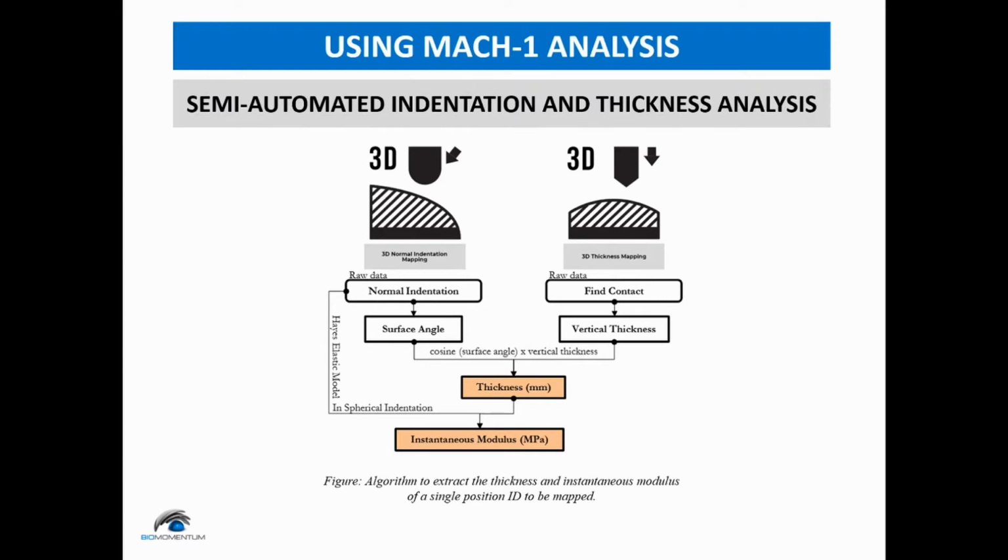The algorithm to obtain these characterizations is from the 3D normal indentation mapping and 3D thickness mapping tests. They consist of extracting the vertical thickness from the fine contact curve and extracting the surface angle from the normal indentation curves. Then the vertical thickness is multiplied by the cosine of the surface angle to obtain the thickness of the elastic layer. Once the thickness is known, it can be input into the Hayes elastic model in spherical indentation and fit onto the experimental normal indentation curve. This algorithm is repeated for every position ID to complete the mapping of the entire surface of the sample.